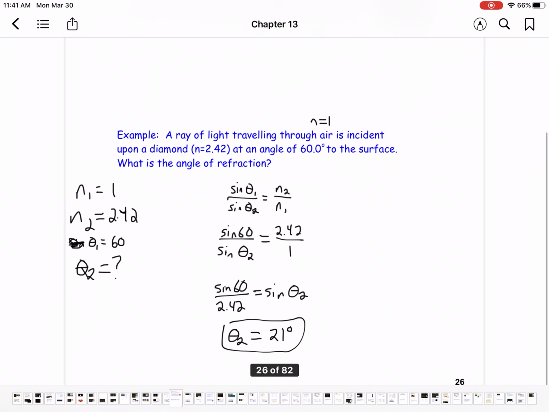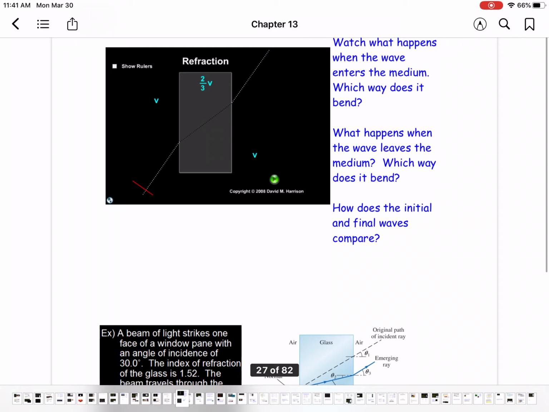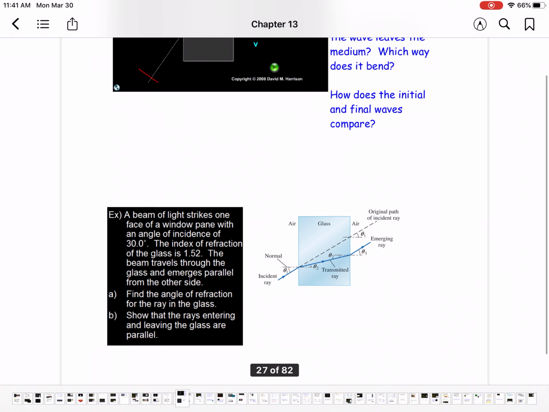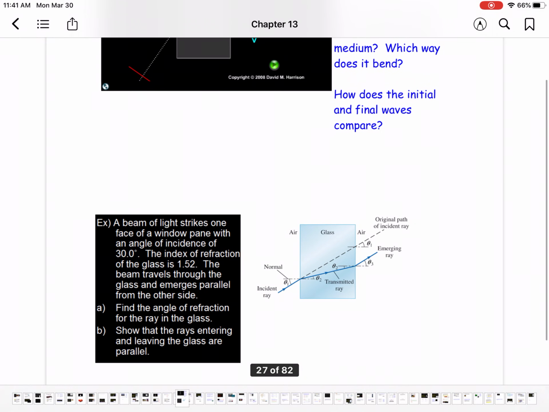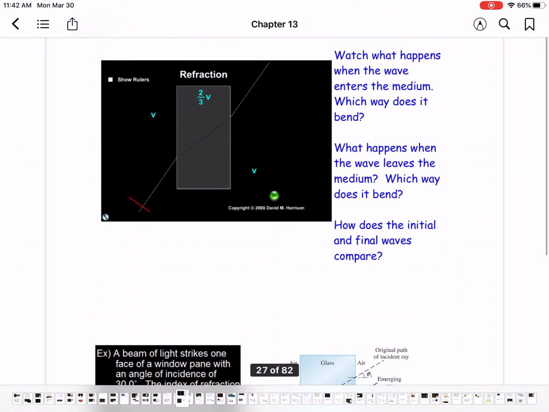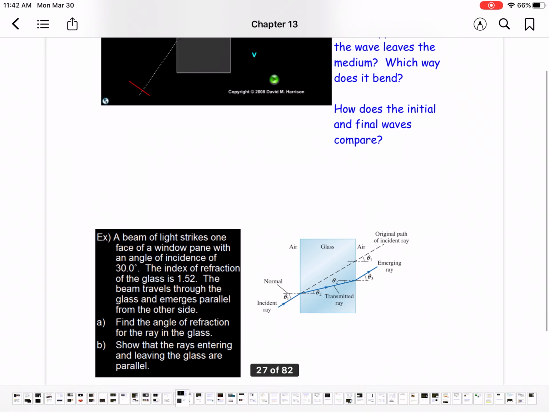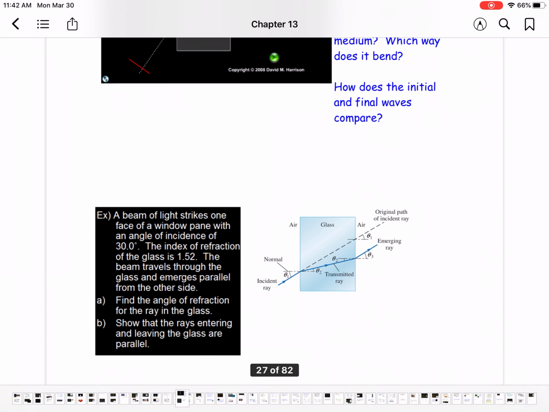Go to the next page. Okay, so we can have refraction go like this, and we can have basically something enter and exit the same way. So when the wave enters the medium, which way does it bend? Well, it bends towards normal. When it leaves, it bends away from the normal, right? And so we have kind of this different idea.